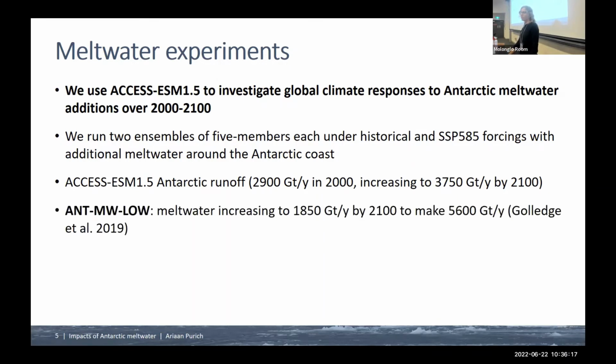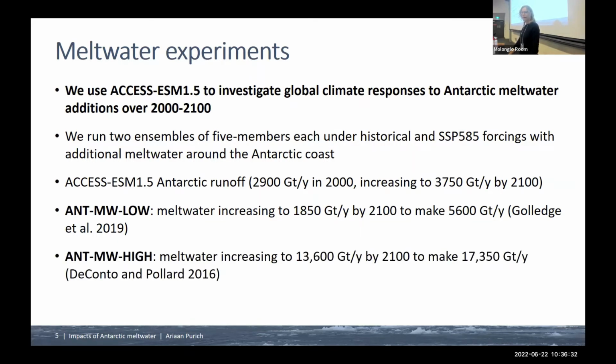Our first ensemble of experiments is Antarctic meltwater low. And in this ensemble, we linearly increase meltwater to 1850 gigatons per year by 2100 to make a total of 5,600 gigatons per year of fresh water entering the Southern Ocean, in line with the Golledge et al.